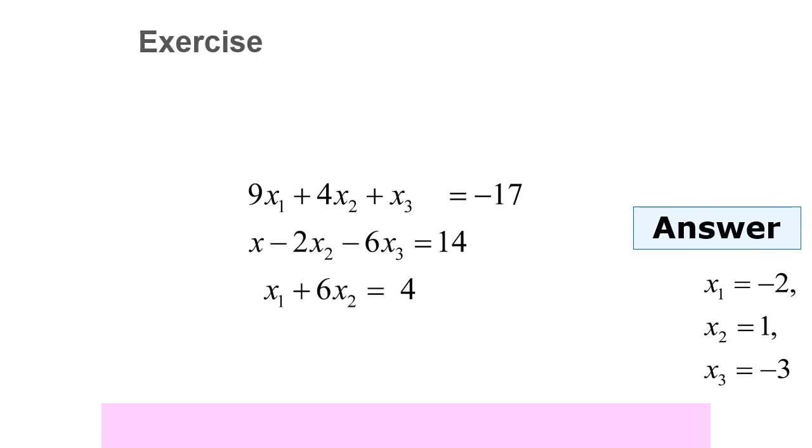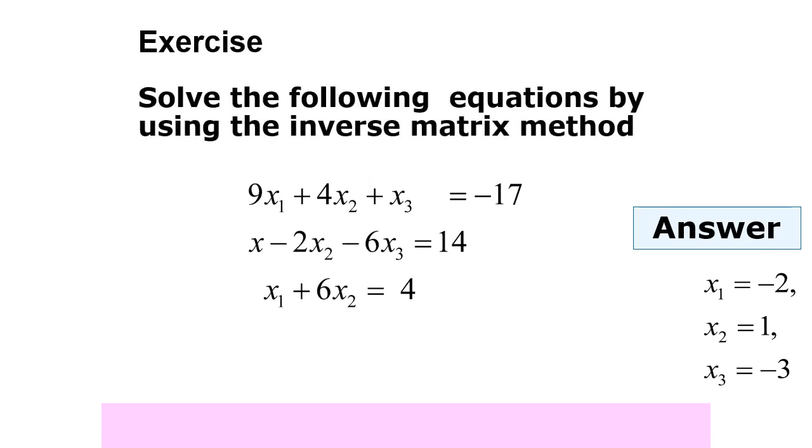Okay, we have actually finished this chapter. Now you can try to do this exercise. Try to solve the following equations by using the inverse matrix method. For the inverse part, you are free to use any method. For this one, we can use the adjoint or ERO, but I know you guys won't do the ERO method. I know why. You can check your answer here, where x1 equals negative 2, x2 equals 1, and x3 equals negative 3.